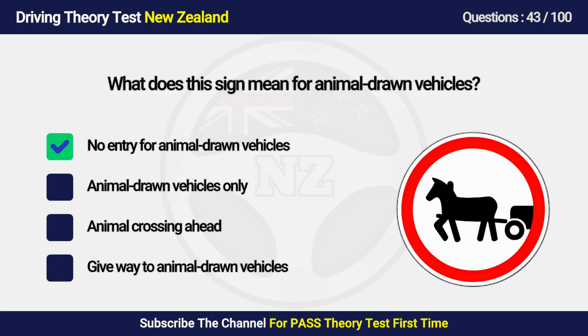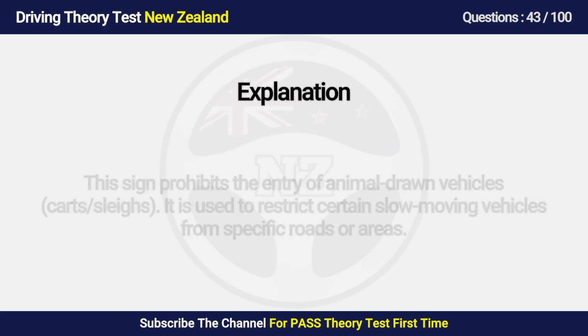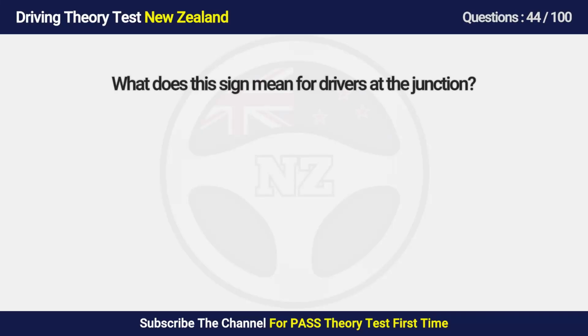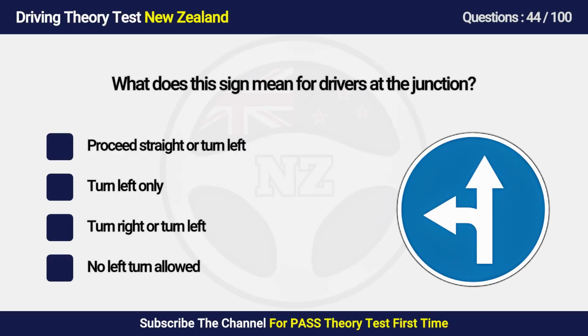Answer is A. No entry for vehicles. This sign prohibits the entry of vehicles. It is used to restrict certain slow-moving vehicles from specific roads or areas. Question 44. What does this sign mean for drivers at the junction?